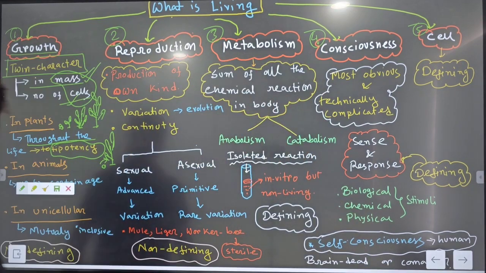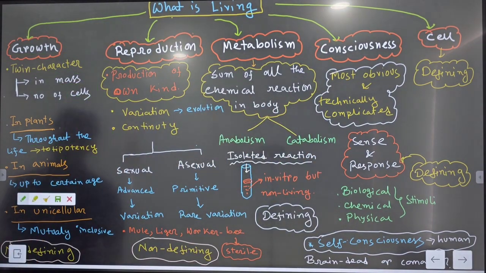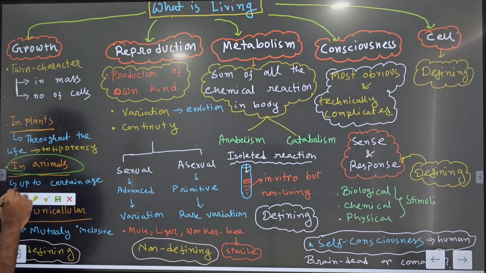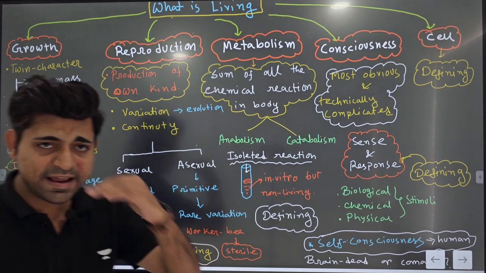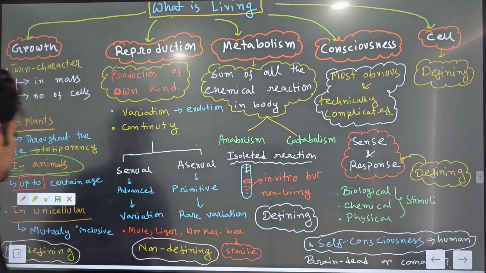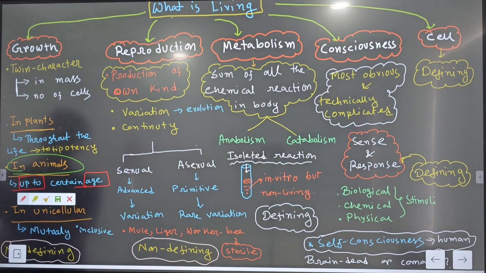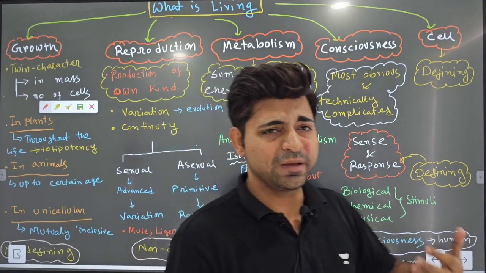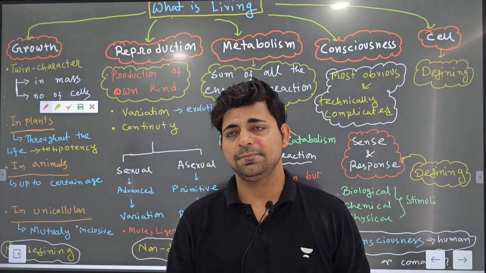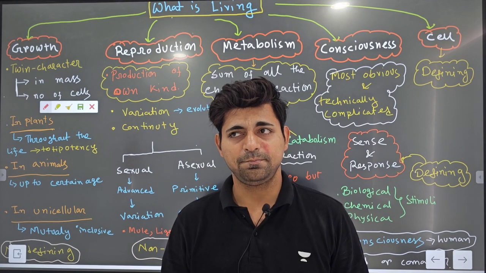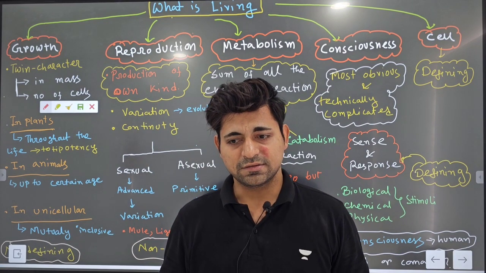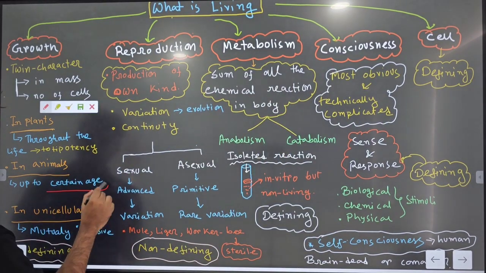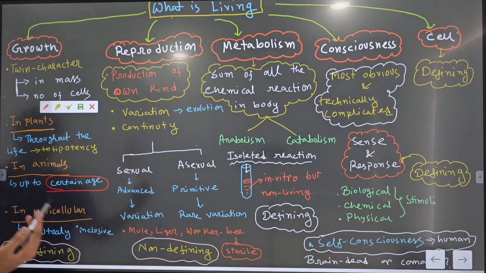Okay, next, what about animals? For animals it's not like plants. For animals the growth will be halted after a certain age, though in some animals they keep growing, like a few snakes, some boas, some pythons. So for plants and animals it's up to a certain age.